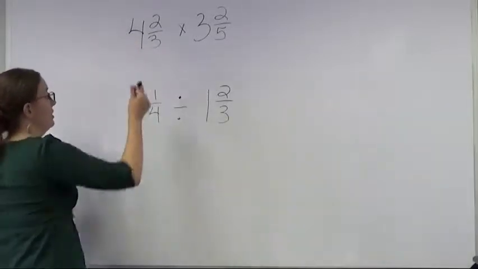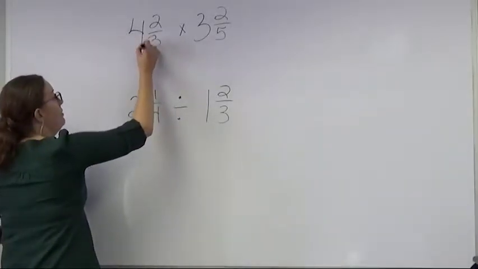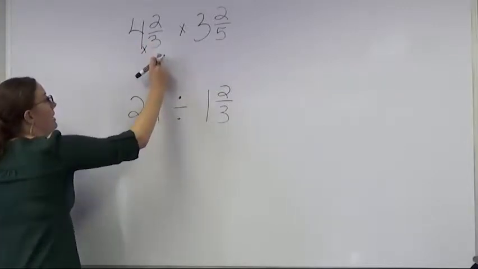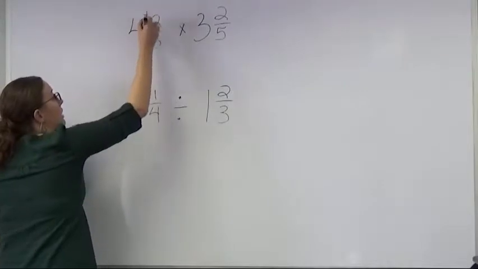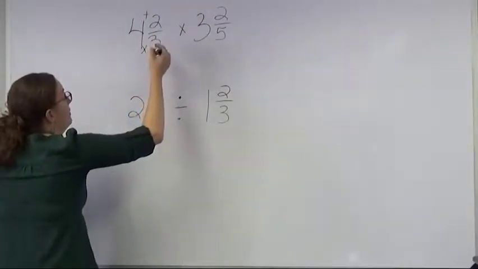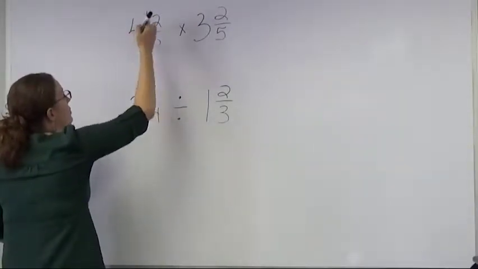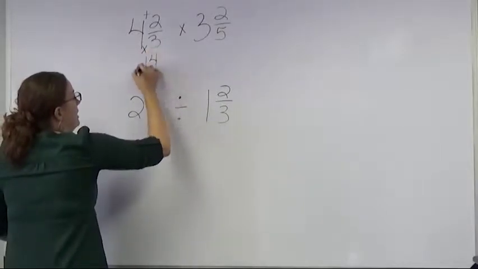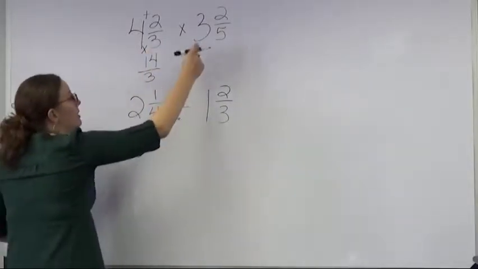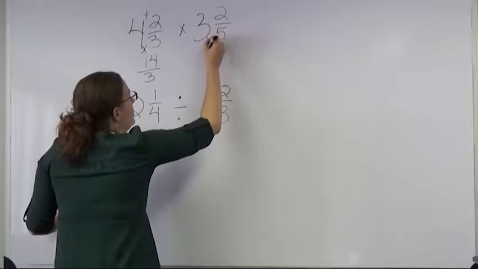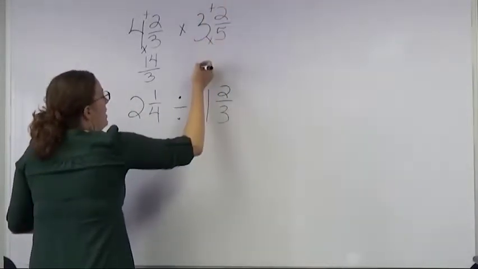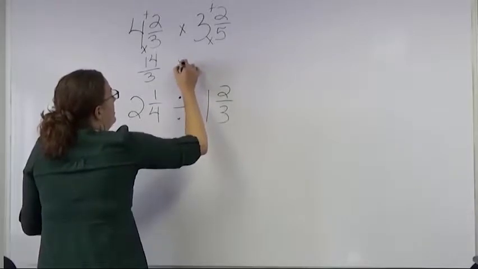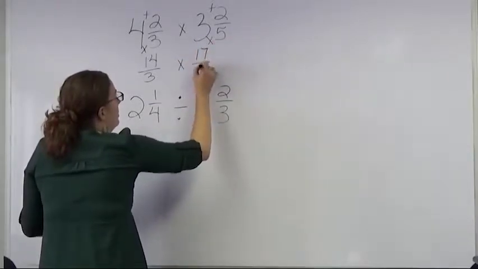it into one fraction. So we will turn 4 2/3 into an improper fraction by multiplying the denominator times the whole number, and that gives us 12. Then we're going to add the numerator, and that's going to give us 3 times 4 is 12 plus 2, going to give us 14/3. We're going to do the same thing for 3 2/5. 5 times 3 is 15. Plus 2 is 17, so then we're going to have 17/5.